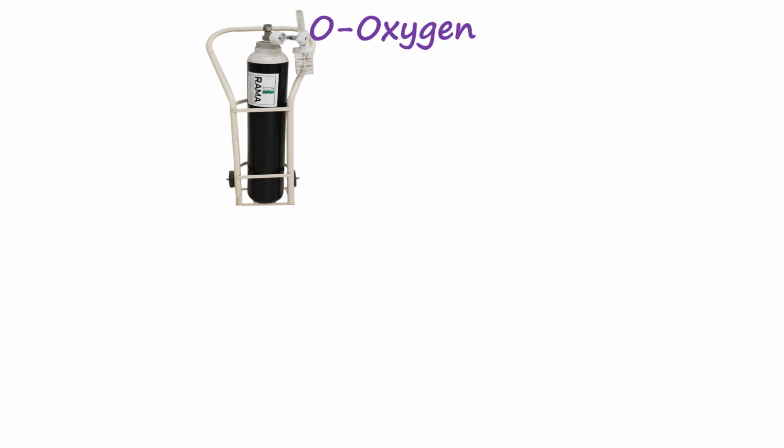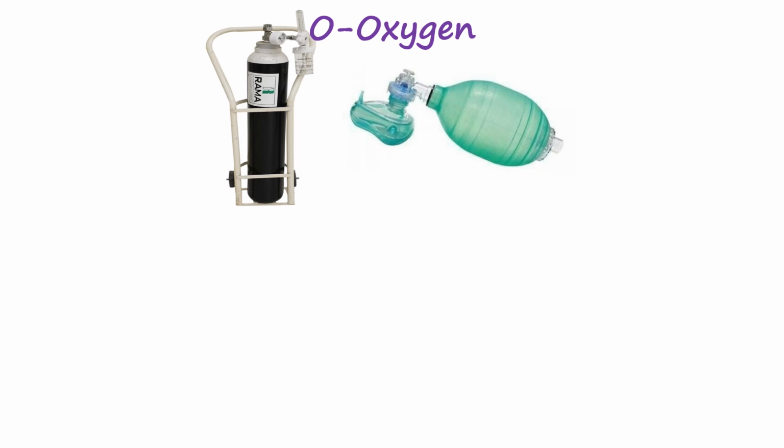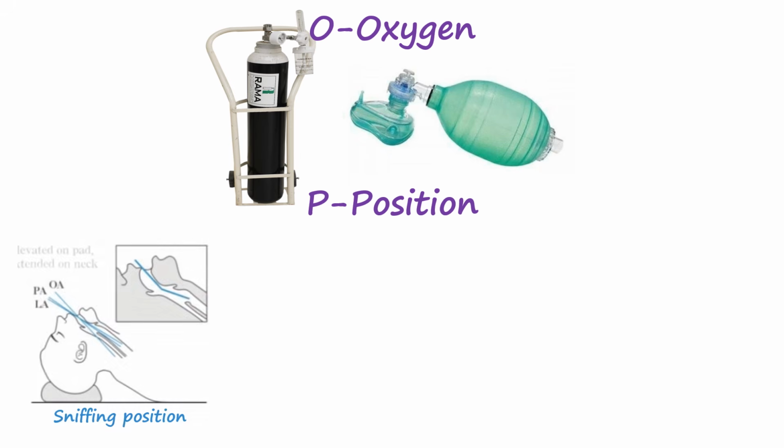O is for oxygen, where we ensure oxygen is readily available for pre-oxygenation and ongoing ventilation. Along with oxygen, devices like an Ambu bag should be available in working condition. P stands for positioning the patient optimally for laryngoscopy. For most patients, the sniffing position is ideal and is achieved by flexing the neck forward while extending the head backward, aligning the oral, pharyngeal, and laryngeal axis to create a clear line of sight to the vocal cords.